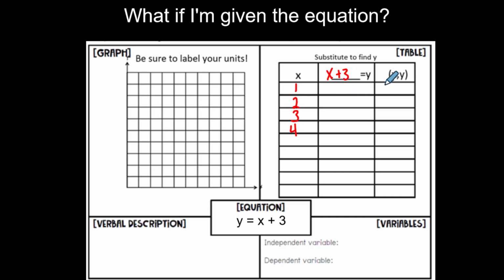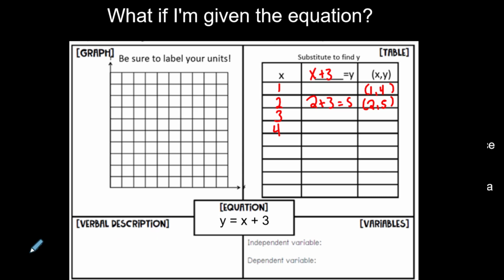Substitute it in and create your ordered pairs. So 1 plus 3 is 4. So when x is 1, y is 4. We have 2 plus 3 equals 5. So when x is 2, y is 5. Substitute them in, then go over, label your graph, and plot. So you can really choose however you want. You can make the story first, whatever you would like.